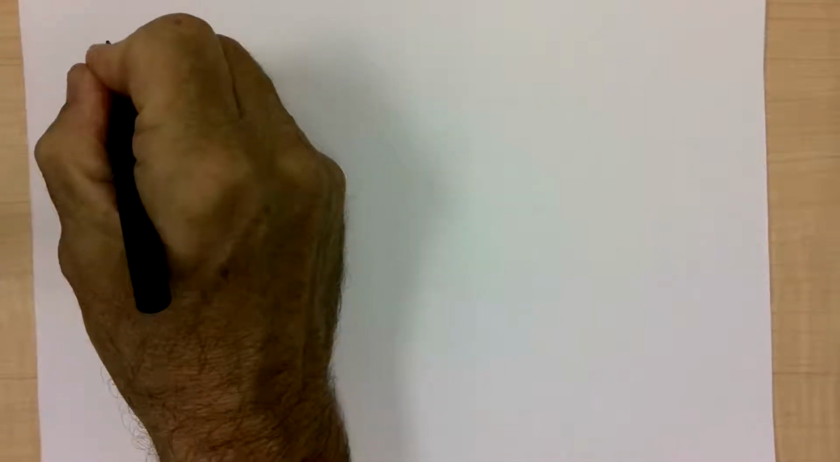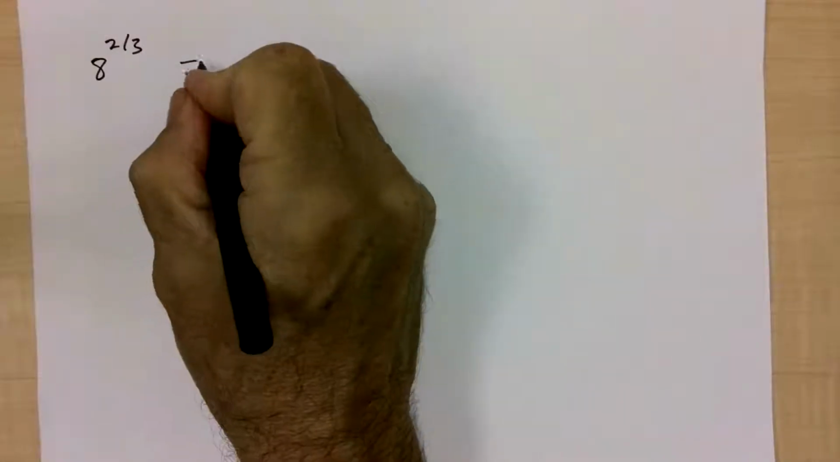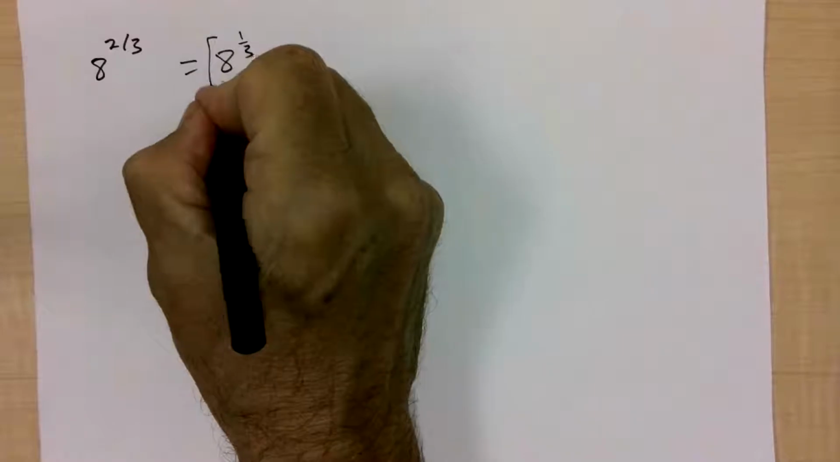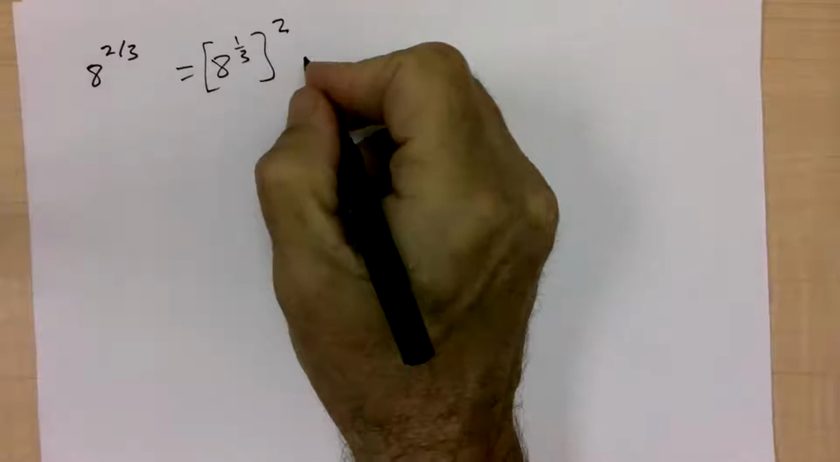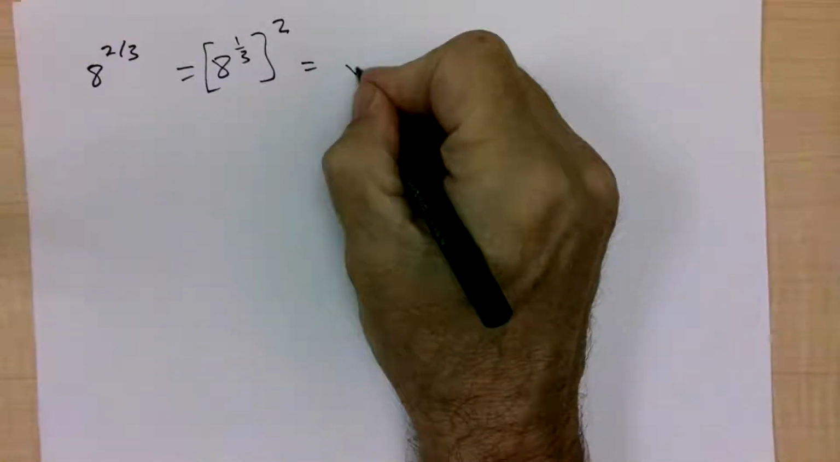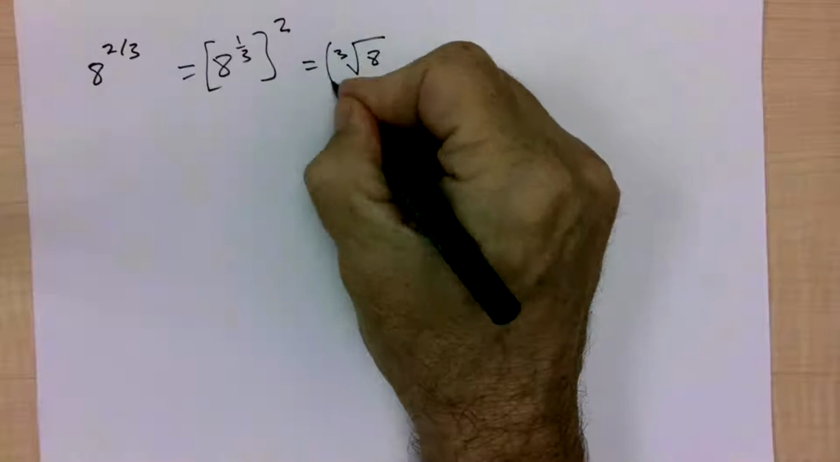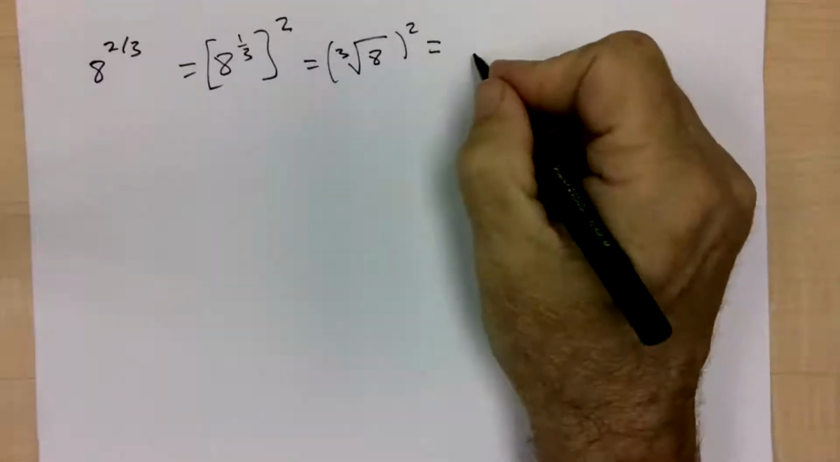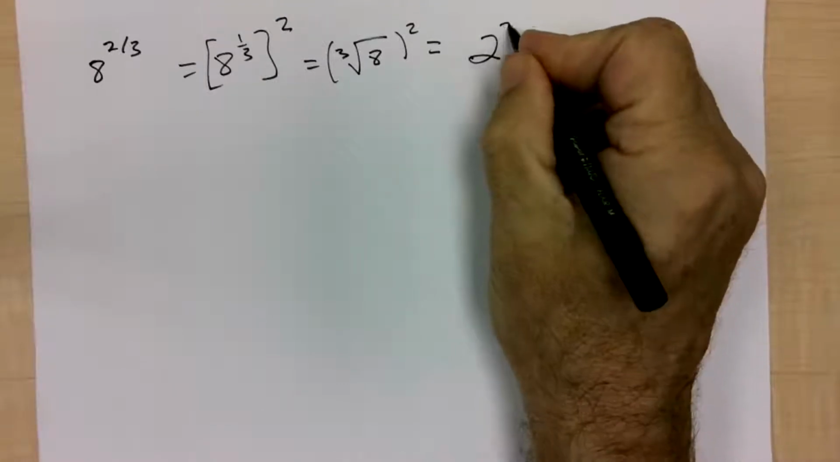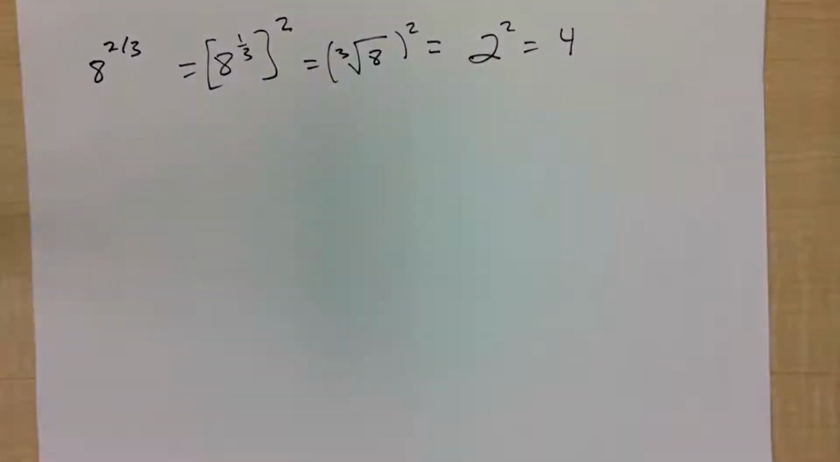But if I have something like 8 to the 2/3 power, well, I can think of this as 8 to the 1/3 power to the second, again, using our rules of exponents. 8 to the 1/3 we've just established is the cube root of 8 to the second power. Cube root of 8 is 2. 2 times 2 times 2 is 8. So we get 2 to the second power, and my answer is 4. So we can see how these work. Let's take a look at a couple more.